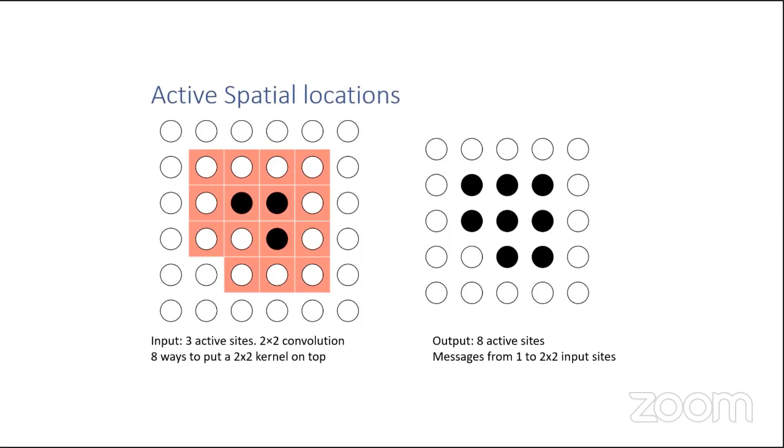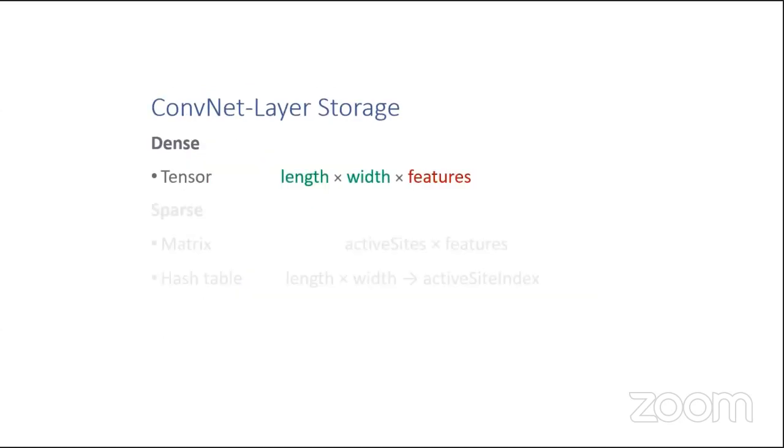Each active output location can see at least one, and at most 2 squared equals 4 active inputs. If there are no bias terms, then this is mathematically exactly the same as a regular convolutional network. To implement sparse convolutions efficiently requires sparse data structures.